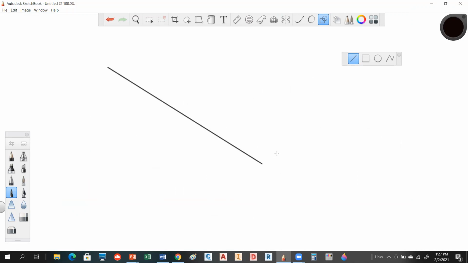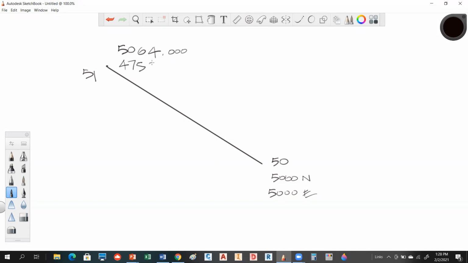So this point is point 50, and its coordinates are 5,000 north and 5,000 east. And we have another point here. This is going to be point 51. And its coordinates are 5,064, I'm going to keep it simple, but normally you would be working with decimal places. So we're going to do it really simple today. 4,758, and that's also 0.00.